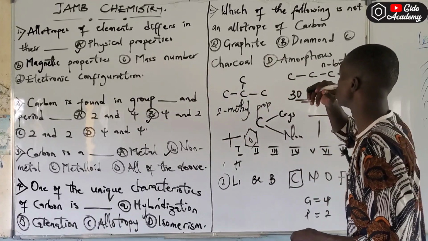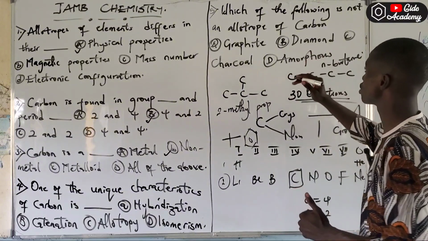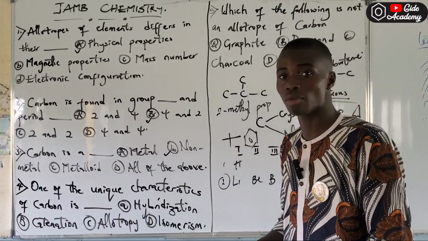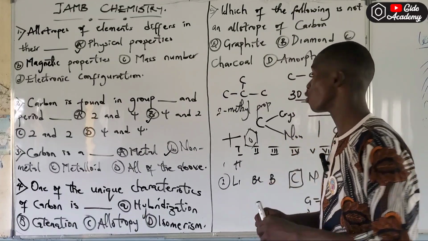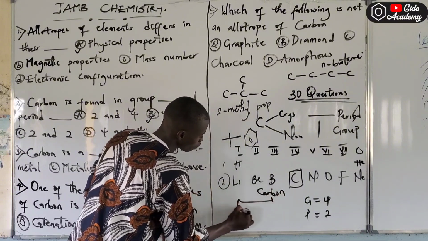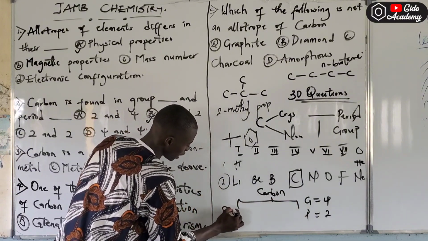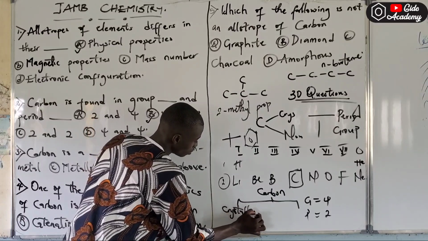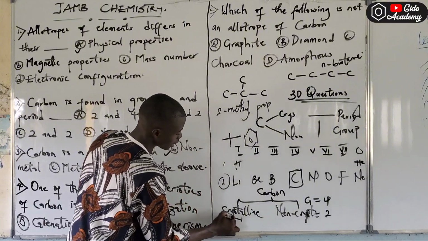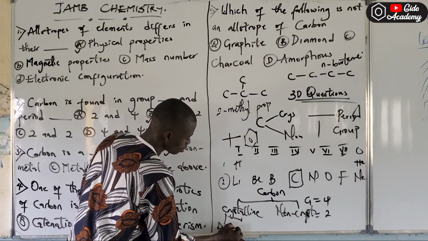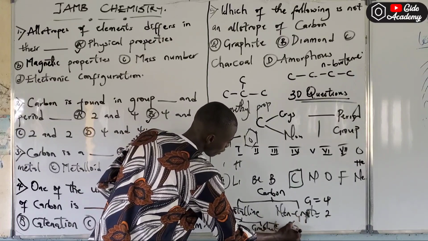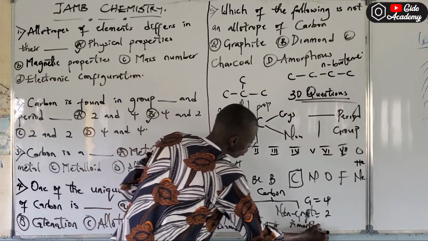So the fifth question we have here: which of the following is not an allotrope of carbon? Carbon exists in two allotropic forms. We have the crystalline and the non-crystalline. Under the crystalline, we have the diamond and the graphite. And under the non-crystalline, we have the amorphous carbon.